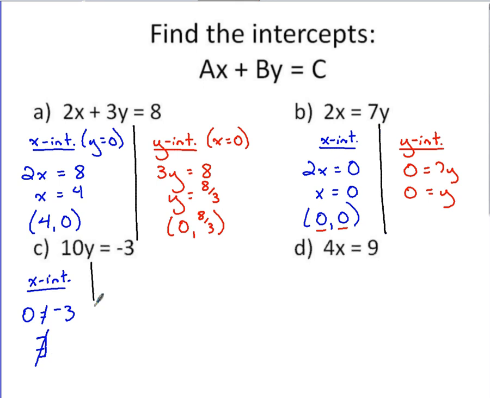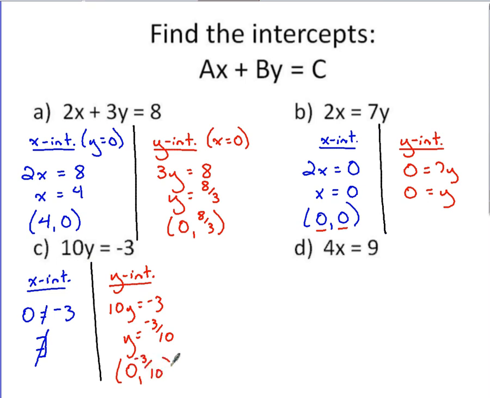But on the y side, to find the y-intercept, x is 0, right? So we don't have any x's here, do we? So no x term is going to drop out, meaning we've got 10y equal to -3. If I solve for y, y will equal -3/10. So my y-intercept, x was 0, y is -3/10, which should make sense here.